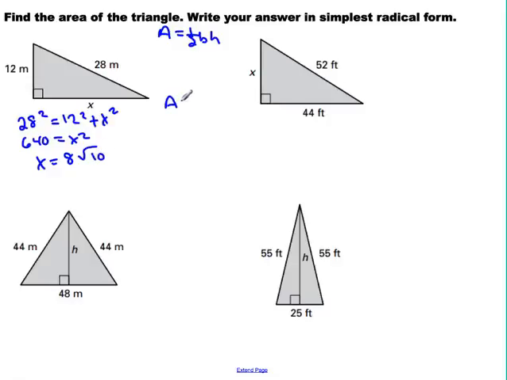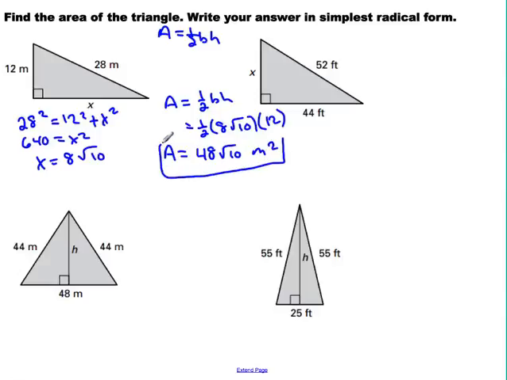We'll then apply the area formula, 1/2 base times height. That would give us 1/2 of our base, which is 8 times the square root of 10, times our height, which is 12. In fully simplified radical form, we would have half of 8 is 4. 4 times 12 is 48, so we'd have 48 times the square root of 10. And since these are meters, our units would be square meters.